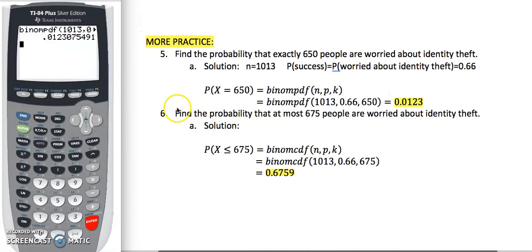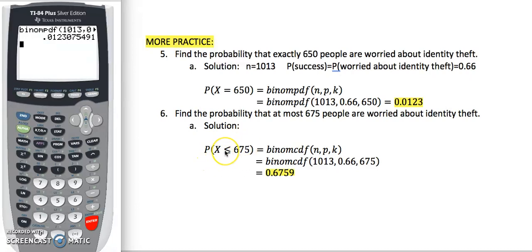So another example. Find the probability that at most 675 people are worried about identity theft. Well, at most, remember when you see the terminology at most, that means 1 or 2 or 3 or 4 or 5, all the way up to 675 people. Well, that means you would have to add up all those probabilities, and that would take a really long time. So the calculator adds up probabilities for us by using binomial CDF, right?